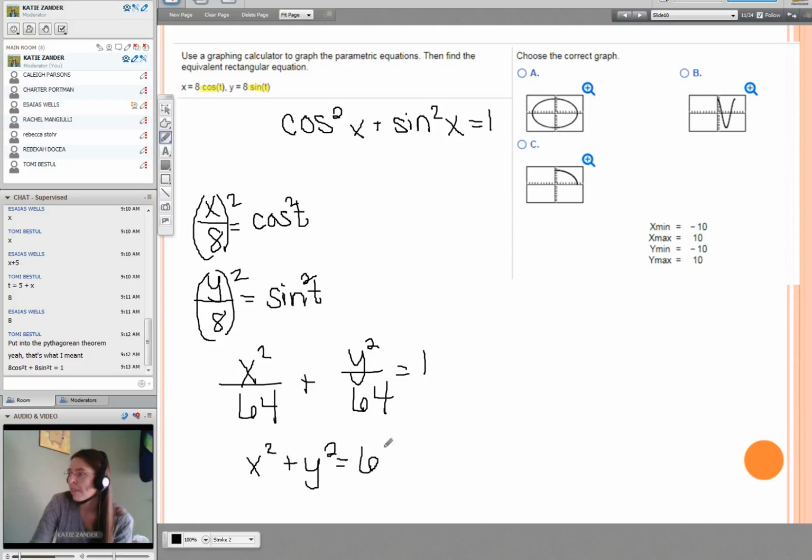And what is the graph of this going to look like? So we have now eliminated the parameter. We no longer have t's in there at all. It's all x and y. But what's the graph going to look like?